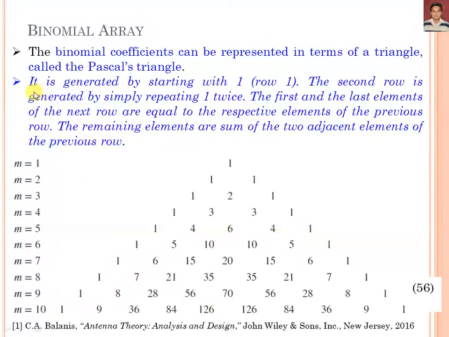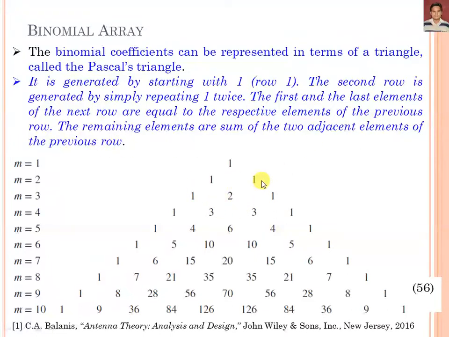You can see it is generated starting with 1. As you can see, m is equal to 1, then the second row is generated by simply repeating 1 twice. The first and last elements of the next row are equal to the respective elements of the previous row. And then each further element we calculate is the sum of the two adjacent elements of the previous row.